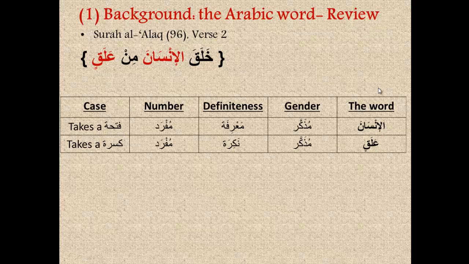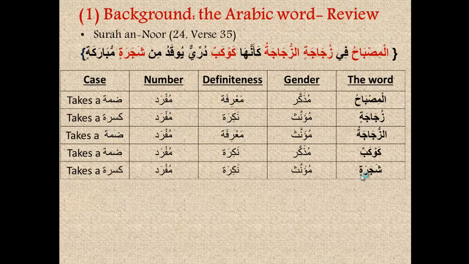Al-insana. The word alaqin, we hear the tanween, we know that it is indefinite or nakirah. The word is mudhakkar as well, masculine. Regarding its number, it is mufrad, and regarding its case, it takes a kasra at the bottom. Let's take a look at a second example.